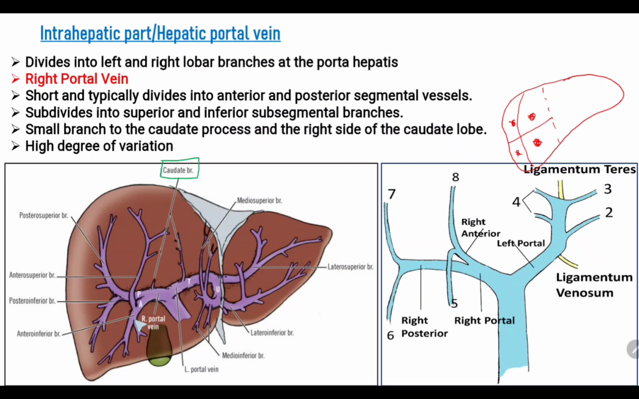Before the division, it gives a small branch for the caudate lobe. Remember, a small branch to the caudate process of the liver. And this right branch of the portal vein shows a high degree of variations.